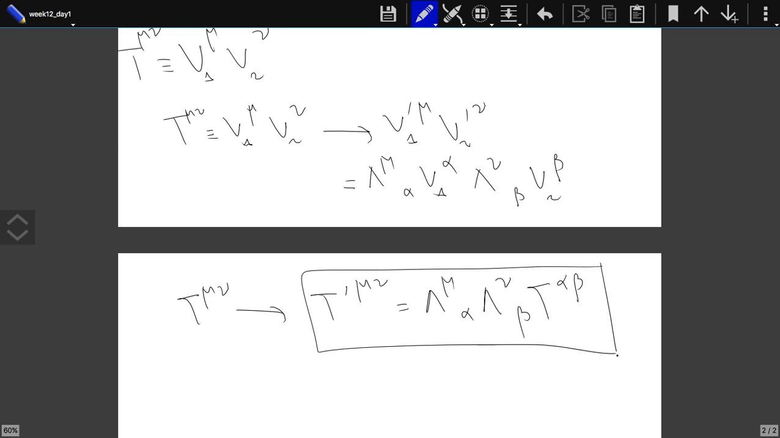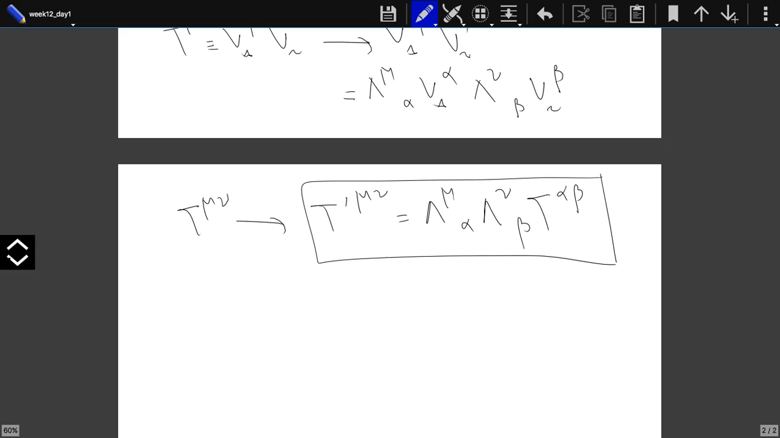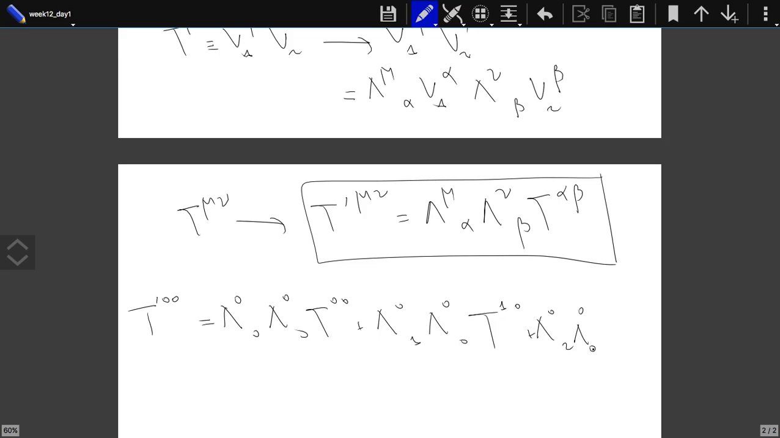This is the law that allows us to obtain the transformation properties. Let's see, T prime 0, 0. This will be lambda 0, 0, lambda 0, 0, T 0, 0, plus lambda 0, 1, lambda 0, 0, T 1, 0, plus lambda 0, 0, lambda 0, 2, lambda 0, 0, T 2, 0. Well, we have many terms. Basically, if you write the sum out explicitly, you will have 16 terms. Let me not write them out explicitly. Let me make some shortcuts.